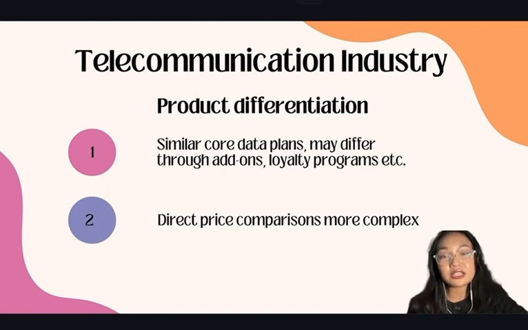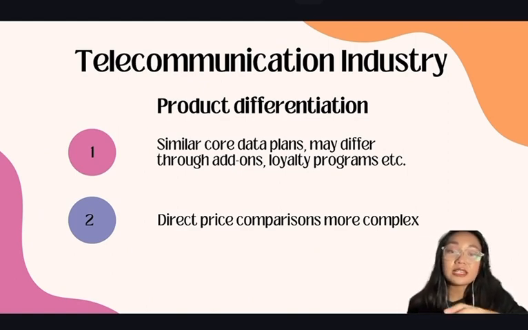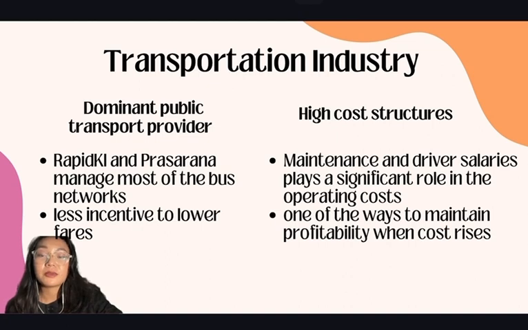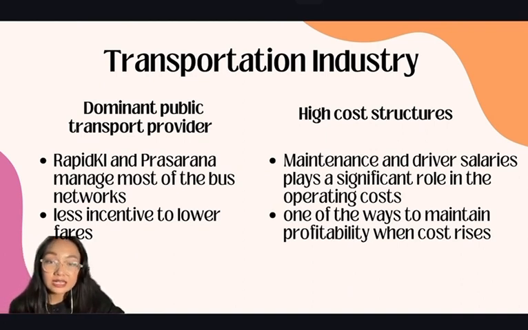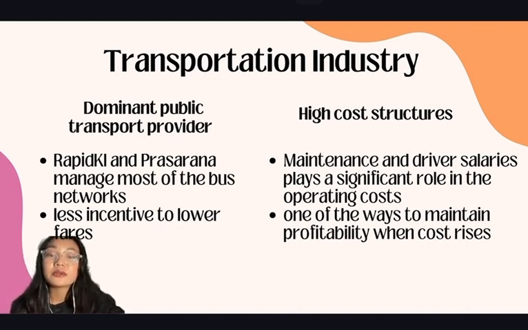For the telecommunication industry, one of the factors that might affect price inflexibility is that product differentiation might differ between each firm in the market. While core data plans may be similar, operators may differentiate through add-ons and loyalty programs. For the other industry, one of the factors that might affect it is a dominant public transport provider. For instance, Rapid KL and Prasarana manage most of the rail and bus networks in major cities like Kuala Lumpur. Their monopoly-like status gives them less incentive to lower fares even if their operating costs decrease. Besides that, high cost structures like fuel, maintenance, and driver salaries constitute a significant portion of operating costs for both public and private transport, and price increases can be seen as one of the ways to maintain.